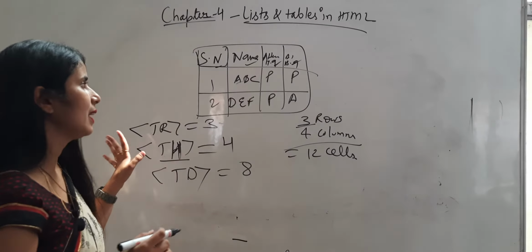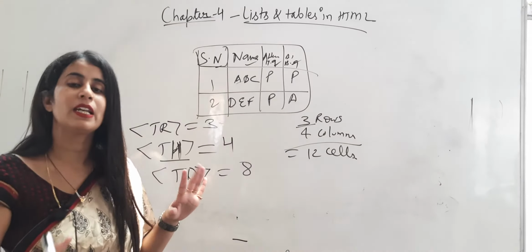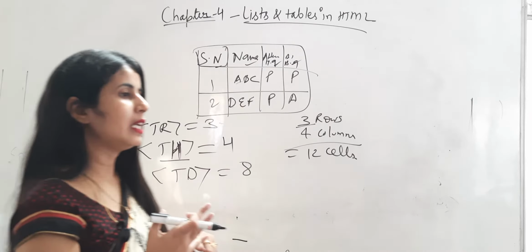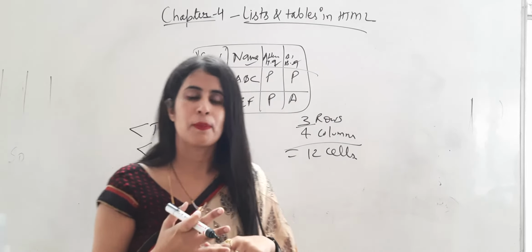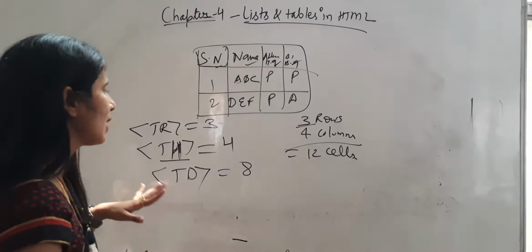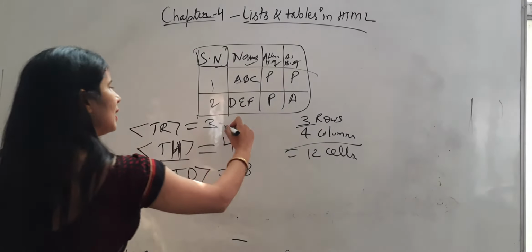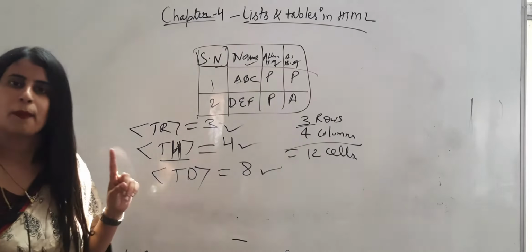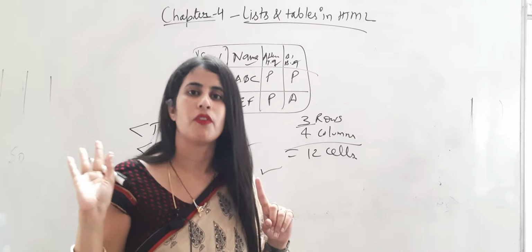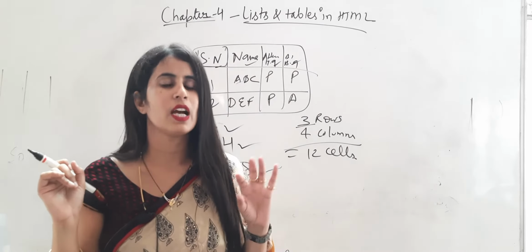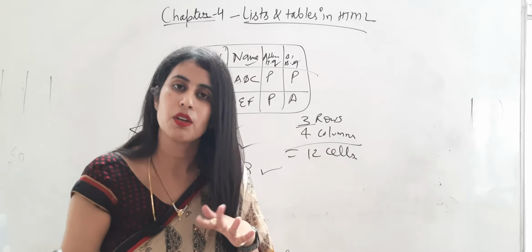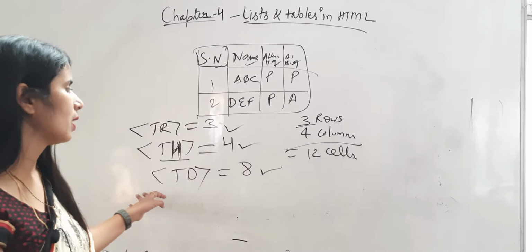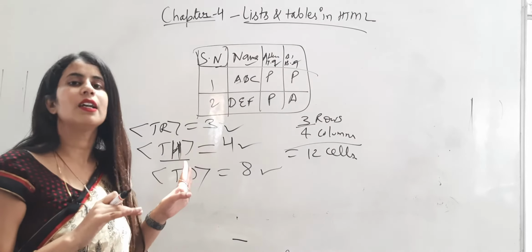So here I am writing how many tr, how many td, how many table, how many caption, how many th tags we are using. So tr are 3, th are 4, td are 8. Caption is 1, table is 1. So these are the 5 tags we are using here, and how many times we are using them is also defined here, and these all are container tags.